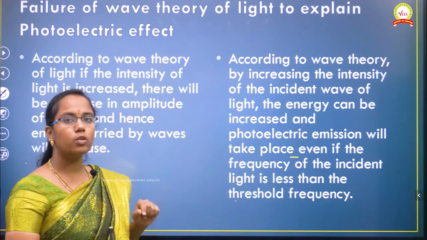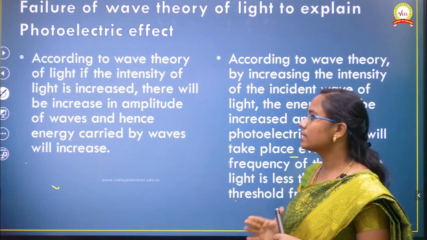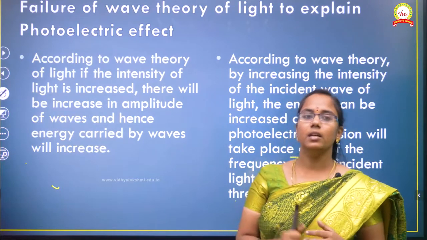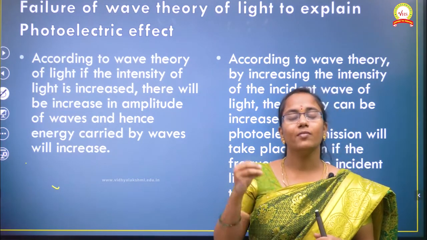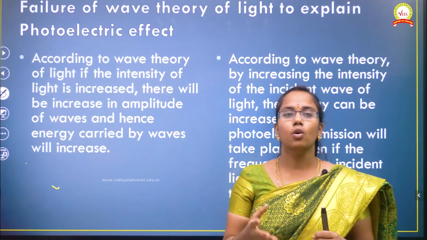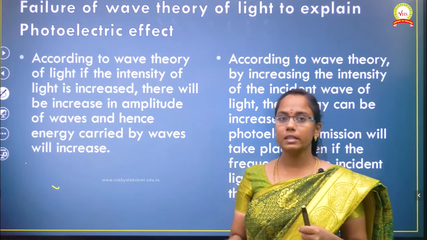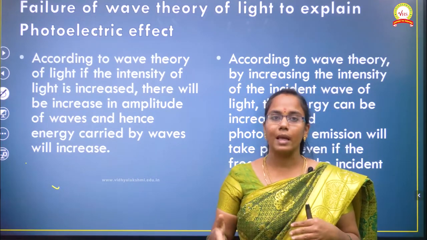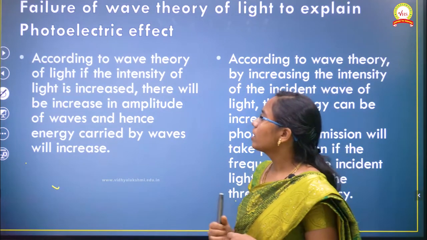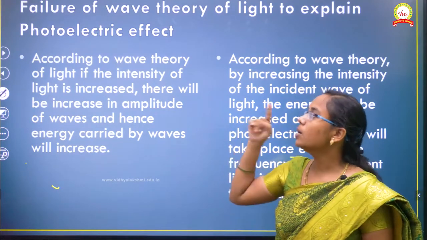The first one, according to wave theory of light, if the intensity of light is increased, there will be an increase in the amplitude of waves, and hence the energy carried by the waves will increase, okay. So the meaning here is, if you consider light as a waveform, when you are increasing intensity, what should happen? Energy supplied should get increased, so more emission of photoelectrons and the photoelectric effect should have been observed when you increase intensity. But when we do it experimentally, the energy possessed by the photons is not directly proportional to the intensity.